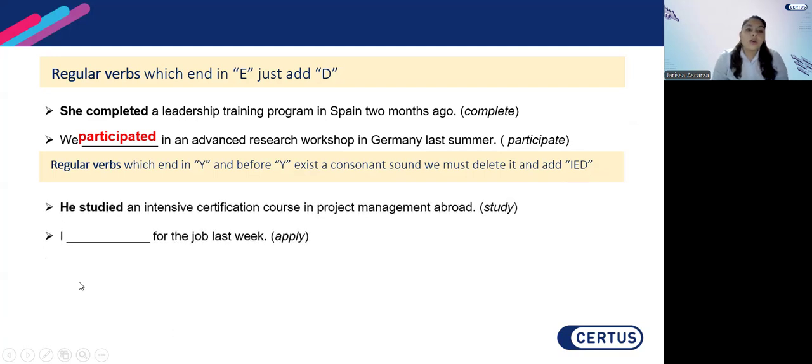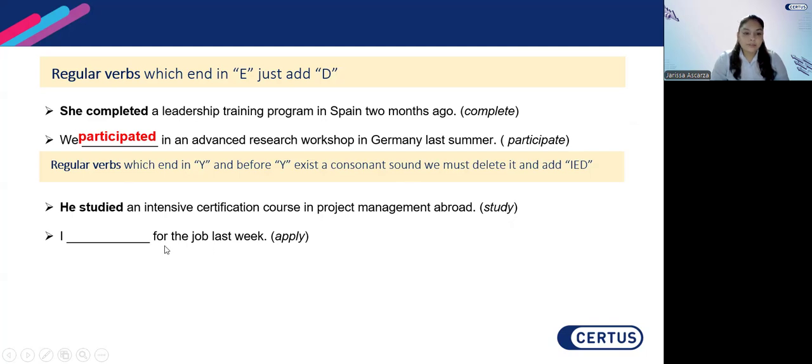Look at here. He studied an intensive certification course in project management abroad. Here the verb is study, right? So study ends in the letter Y. Before Y, we find the letter D. So it is a consonant sound. So it says regular verb which ends in Y, and before Y there is a consonant sound. What do we have to do? Delete it and add IED, like this one. Look, study: studied.